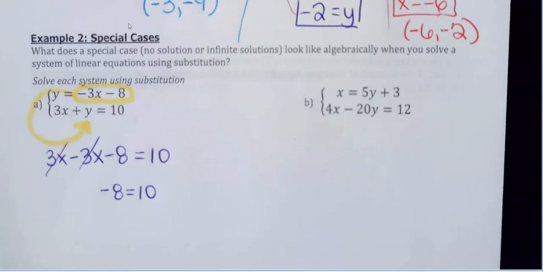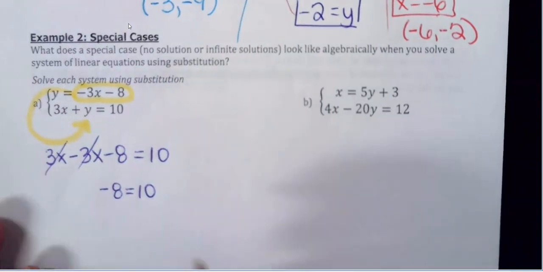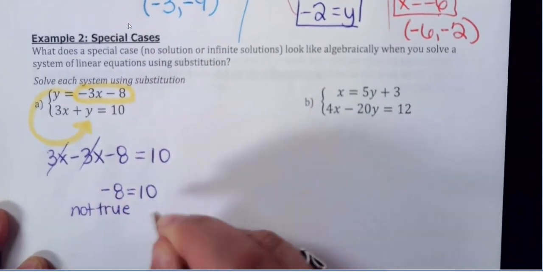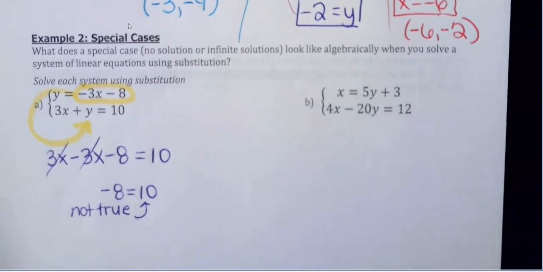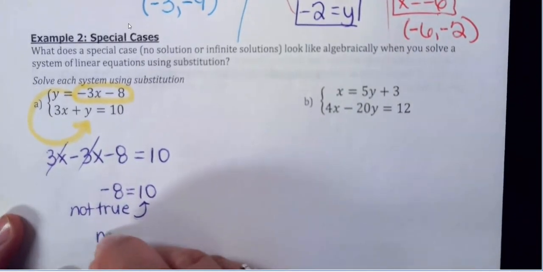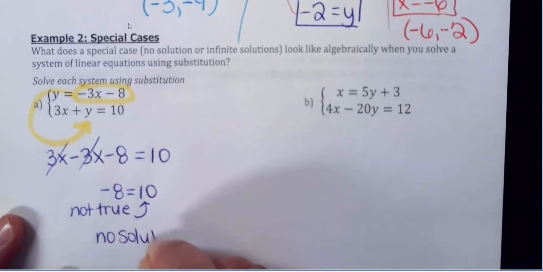False, right? Okay, I know it's late in the day. All right, this is not true, right? This is false. Negative 8 is not equal to 10. So if it's not true, and my variables canceled out, what do you think that means in terms of the system? Like, how would I answer how many solutions it has or what the solution would be if it's not true? No solution. Okay, not true is going to mean no solution.